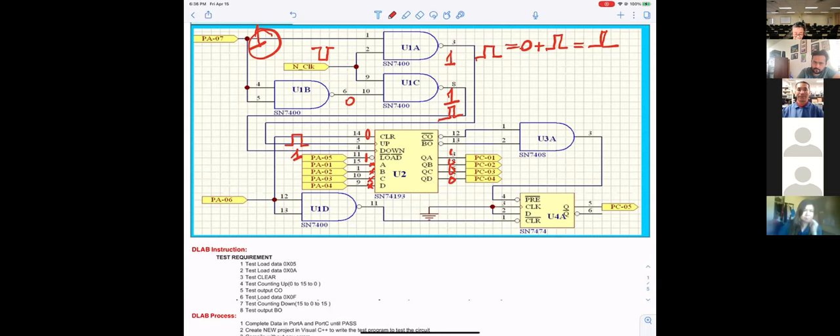Okay, so if you check at pin number 4 down, you see the clock. Pin number 4, pin number 5 up, you see logic one. They will be counting up. Okay, so that is about counting up and counting down.